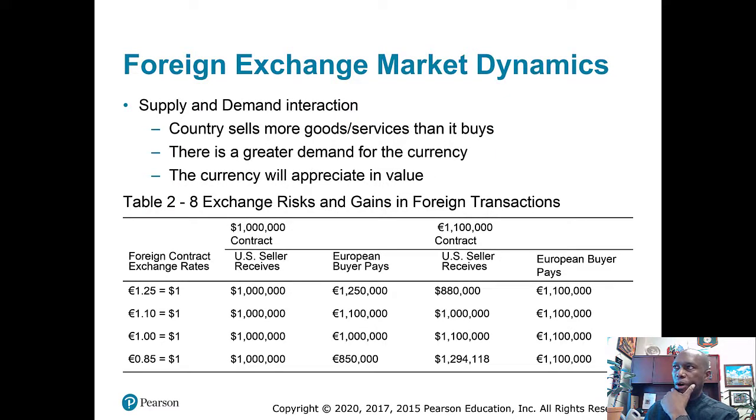I gave an example of a transaction between the US and, I believe it was, I just gave a general example of a European buyer and the difference that it makes when you look at not only exchange rate, but what the contract is denominated in. What is the currency that the contract is denominated in? It makes a difference. If it's denominated in dollars, then the European bears risk exposure. If it's denominated in euros, then the American bears risk exposure. And you see the numbers play out here. These are both contracts that are, in this case, 1 million US dollars, and then this is 1.1 million euros that will be exchanged as a result of the transaction.